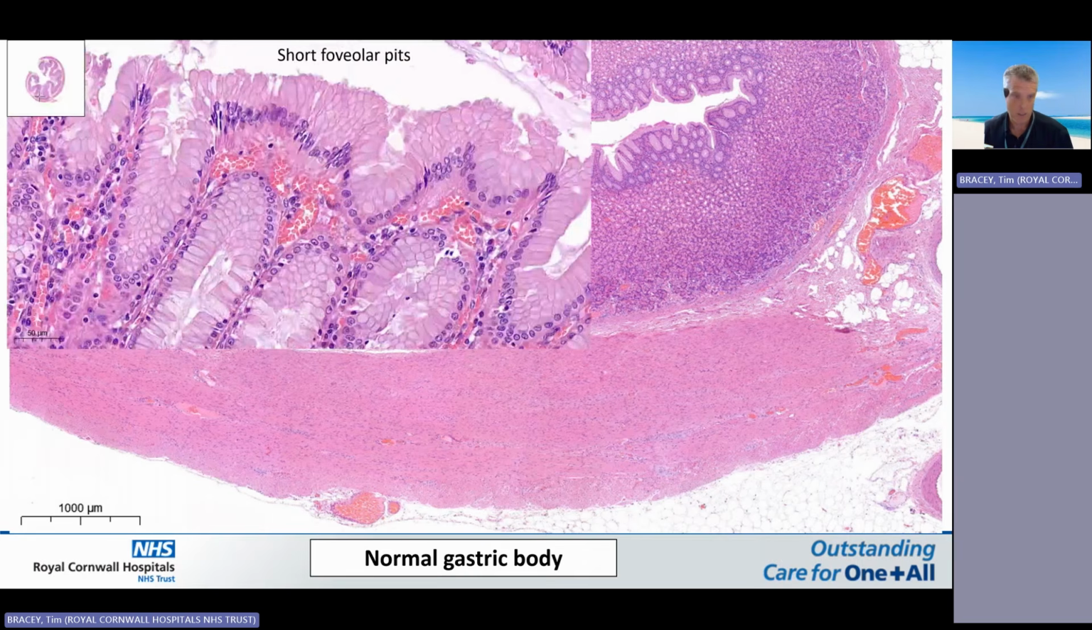But I put this in just to demonstrate that in the gastric body, you'd be looking for very short foveolar pits. So they look a little bit like colonic crypts, but they're much shorter, and they're lined by this mucinous epithelium with basally located nuclei, columnar-shaped cells, and no goblet cells. And as you can see, there's very little lamina propria at all in the normal stomach. This is a little bit congested, but otherwise you shouldn't be seeing many inflammatory cells separating the foveolar pits.